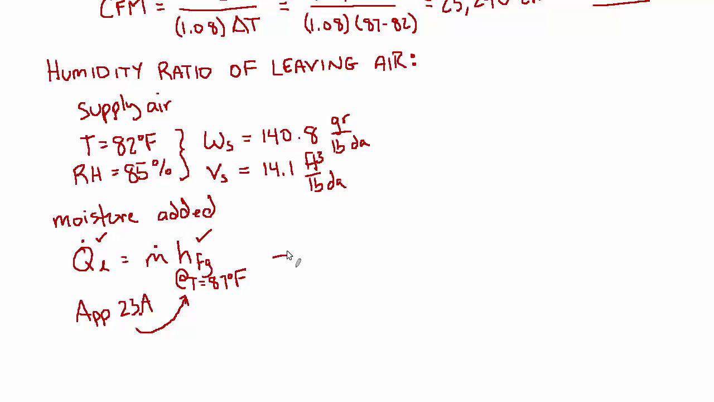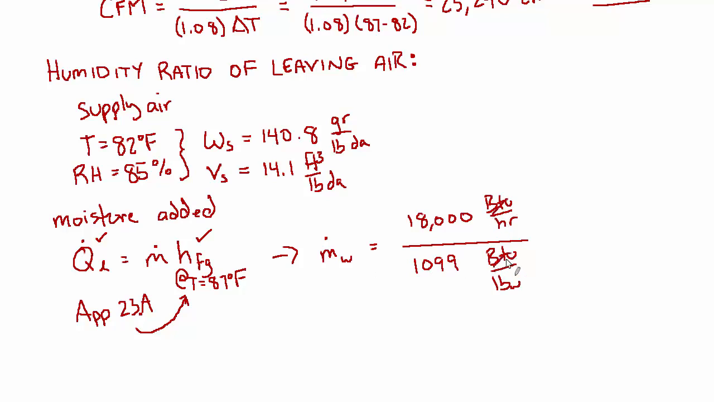So we can rearrange this, solving for the mass flow rate of water that's being added to the air. It's 18,000 BTUs per hour for the latent load, divided by the latent heat of vaporization from the steam table, which is about 1099 BTU per pound of water. So BTUs cancel, and we get a mass flow rate of 16.38 pounds of water per hour.